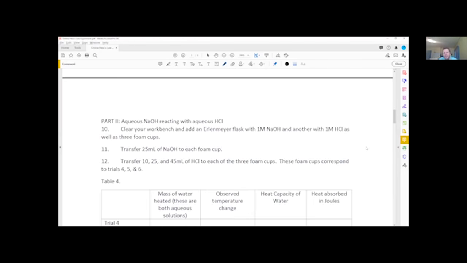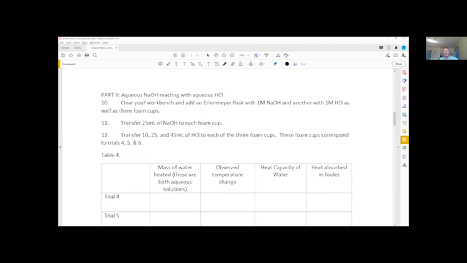Okay, so now let's go on to part 2. Part 2 is looking at aqueous NaOH plus aqueous HCl. And what's that going to produce? Well, this is a neutralization reaction. It's also a double displacement reaction, but basically it's Na cations floating around, plus OH anions floating around, mixed with H plus cations and Cl minus anions.